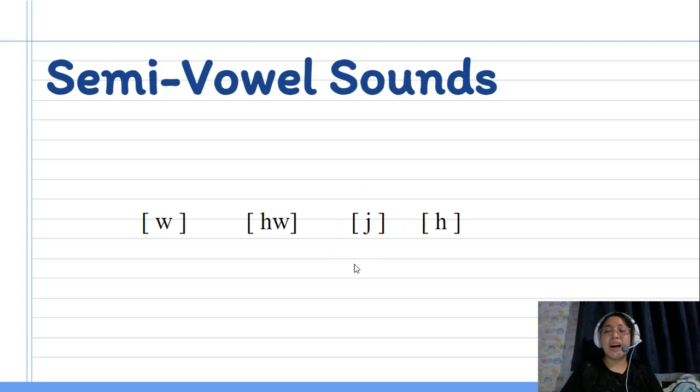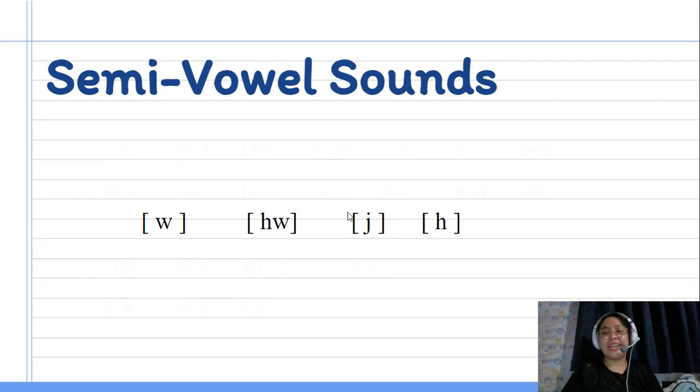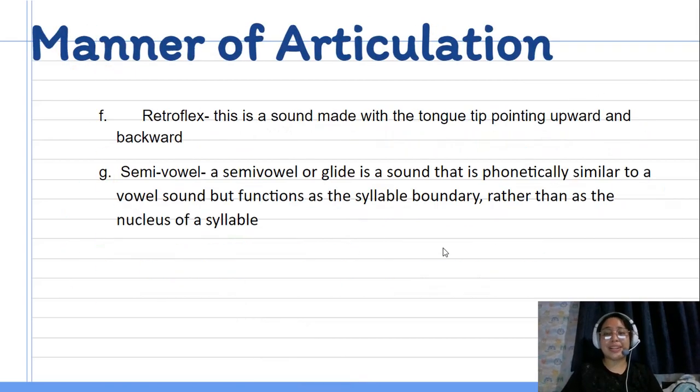Now here comes a small letter J. Ma'am, a while ago you said that this D with the three-like combination is the sound J in the word jar. But why is there a small letter J here? So the small letter J is actually the sound symbol for Y. Okay. And then we have here the H sound. Ha. So these are the semi-vowel sounds. For the classification of consonant sounds, we will talk about that in our next class.